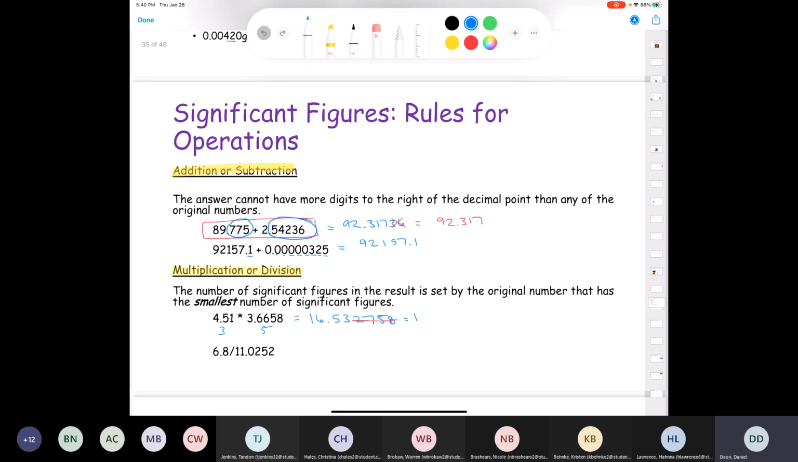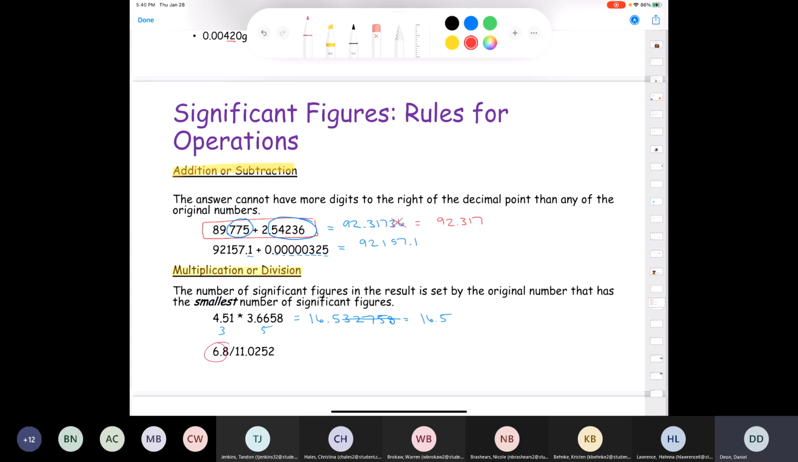Oh, what am I talking about? I'm mixing up multiplication and division and addition and subtraction. Anyhow, my final answer should only have 3 sig figs. So all of this is going to be insignificant, and my final answer is 16.5. Sorry about that. I've got too many things on my mind here. I won't mess up on this one.